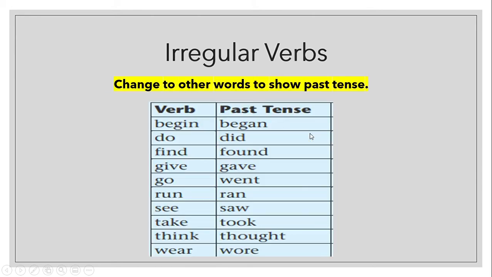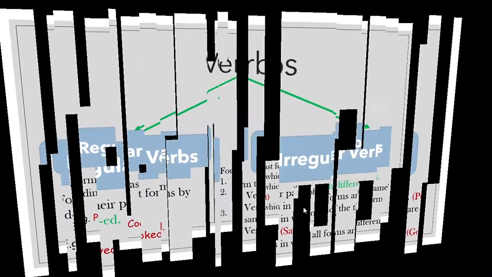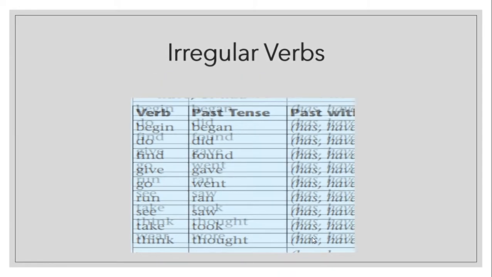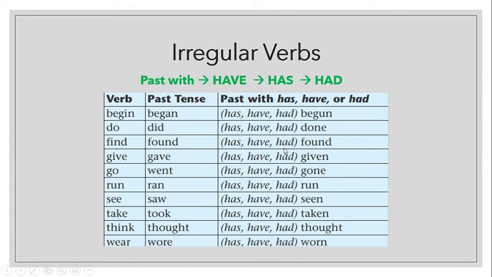This is number 2. Verbs in which 2 of the 3 forms are the same. We have 2 the same. Found and found. When found with has, have, or had, and found in the past tense. So there are verbs where the 3 forms are completely different, and there are sometimes the irregular verb, there are 2 the same out of the 3.